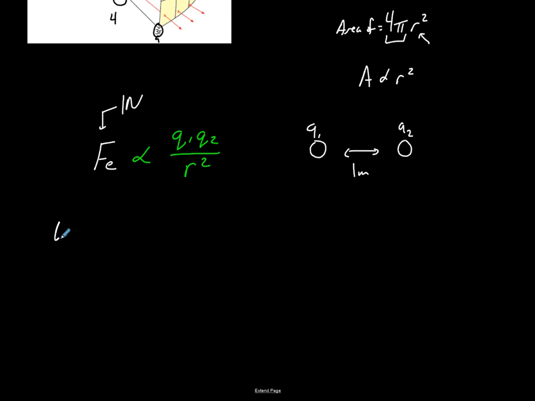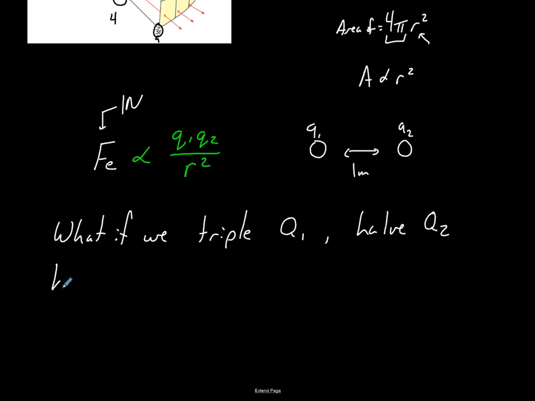Okay, well, what if we triple Q1, have Q2, and have R? What would FE be?